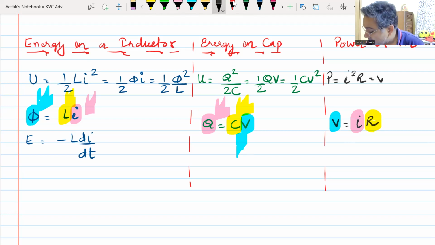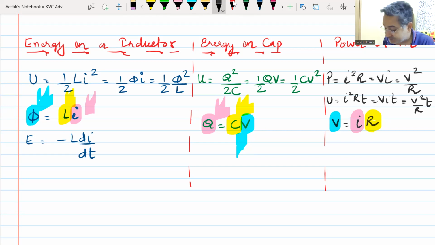It was Q into V, here it was V into I, here it was half CV square, here it was V square by R. If I talk about energy, it was I square RT. Here it was VIT. Here it was V square by R into T. Here again, I have energy density, my dear friends. I know you have forgotten it. Anyone remember this term, energy density?